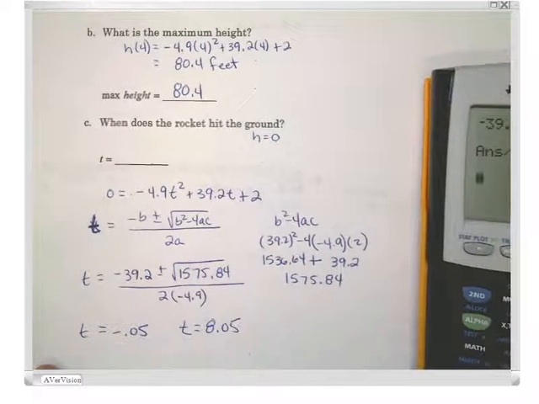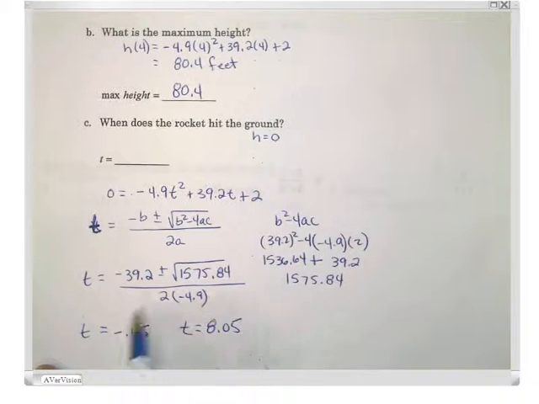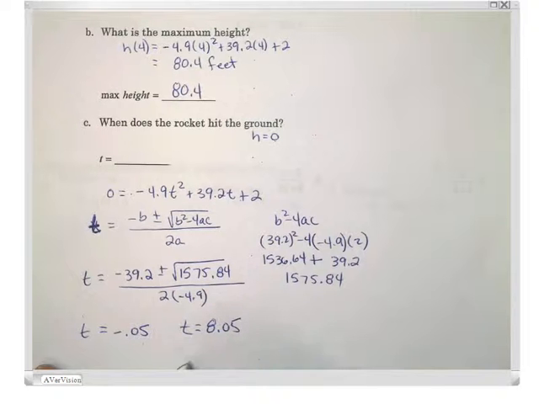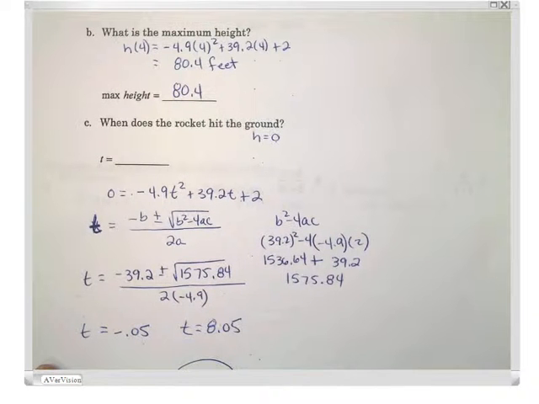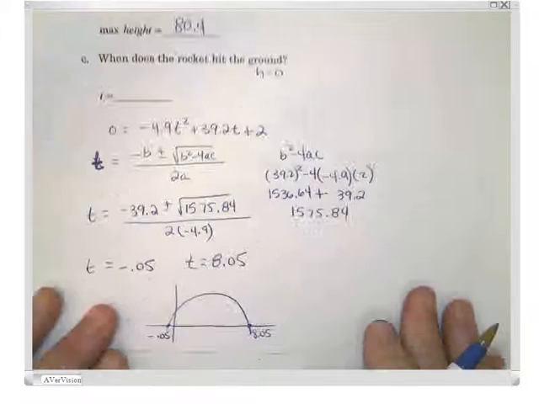So the negative answer is when it hits the ground before it's launched, so we don't want that answer. If we would draw a quick sketch, we'd know this rocket would be at the ground a little bit before it was launched, which would be at time negative 0.05 seconds, and it'll hit the ground over here at 8.05. Oops, I'm sorry, you can't see that.